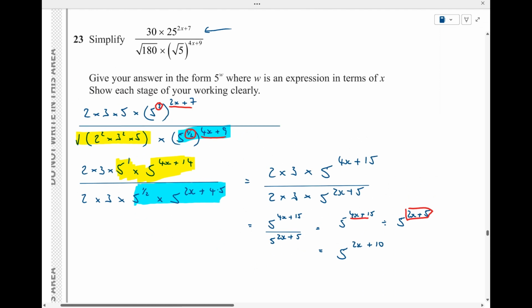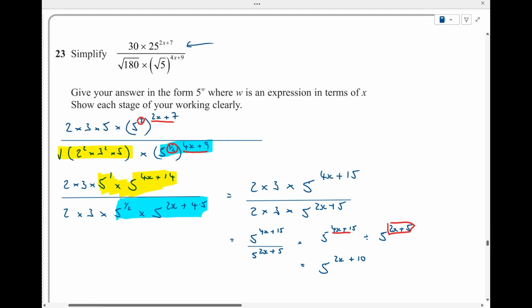Now let's have a look at the question. Simplify that. Give your answer in the form 5 to the power of something, where the something is an expression in terms of x. There you are, I've done it. 5 to the power of 2x plus 10. And that is question 23 sorted.